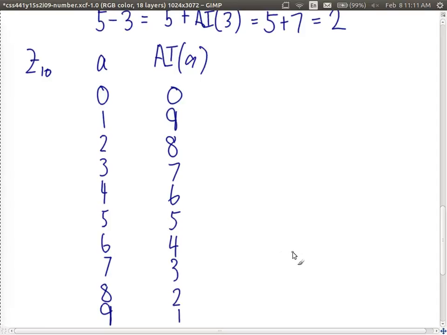All right, so in this case, every number in our set has an additive inverse. And in general, in any mod n, every number has an additive inverse. Doesn't matter if it's Z10, Z8, Z1,000,000. Whatever the modulus, we will always have an additive inverse of each number, meaning we can always do subtraction, because subtraction is adding the additive inverse.